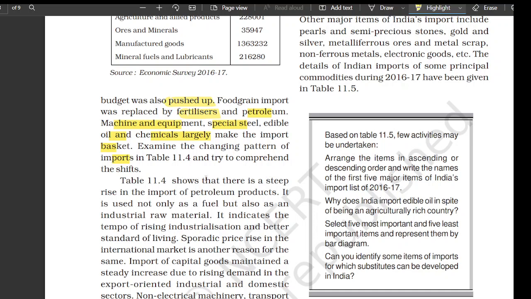Table 11.4 shows that there is a steep rise in the import of petroleum products. It is used not only as fuel but also as an industrial raw material. It indicates the tempo of rising industrialization and better standard of living. Sporadic price rise in the international market is another reason for the same.